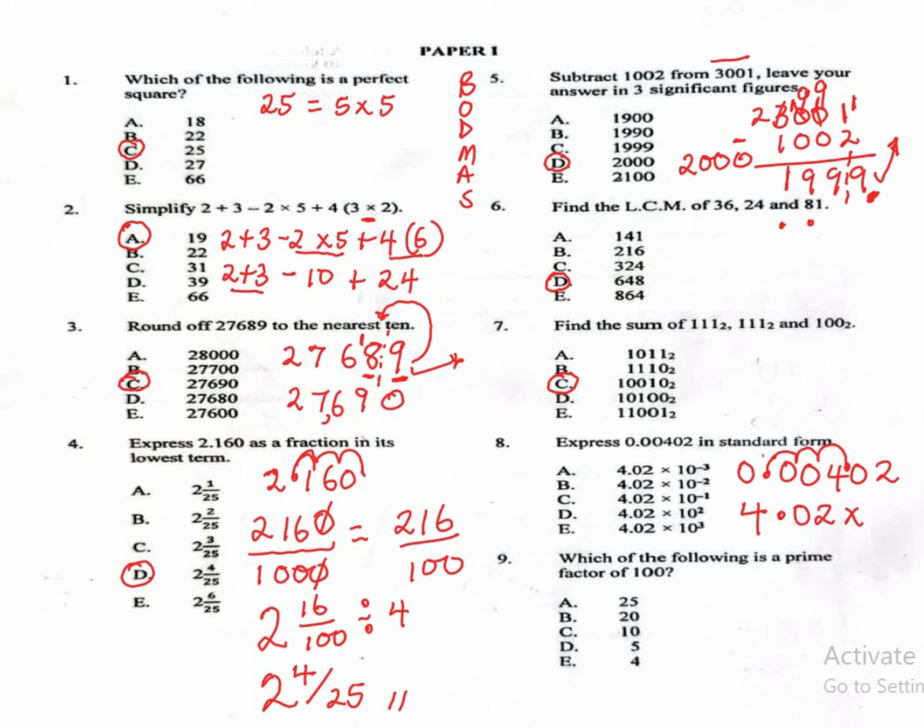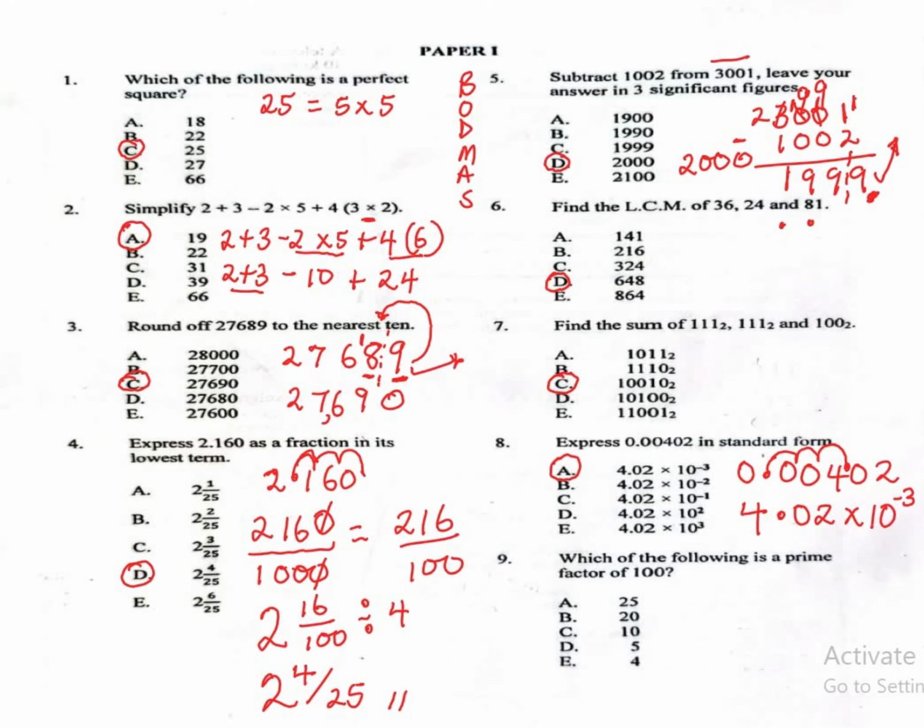Since I moved to the right, my answer will be negative 3. If it's to the left, it will be positive. So 4.02 times 10 raised to power negative 3 is the correct answer, which is option A.